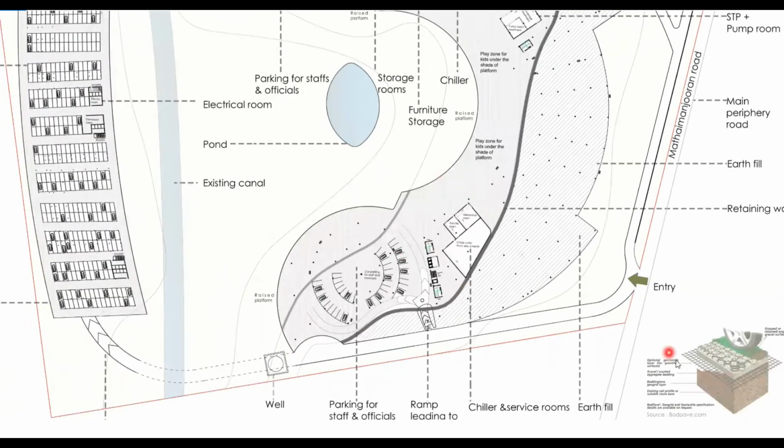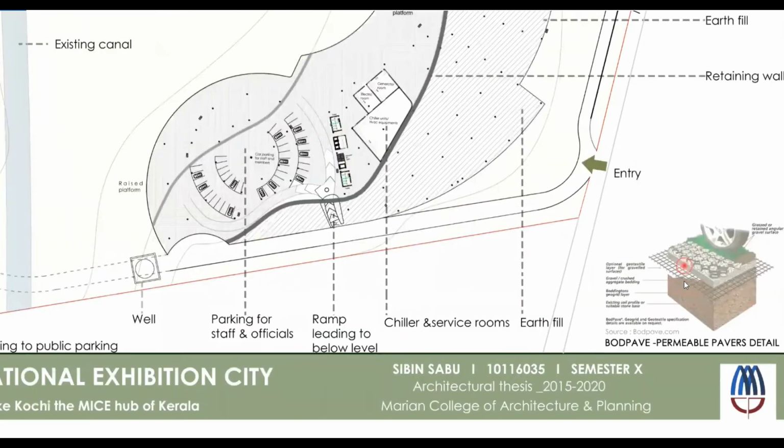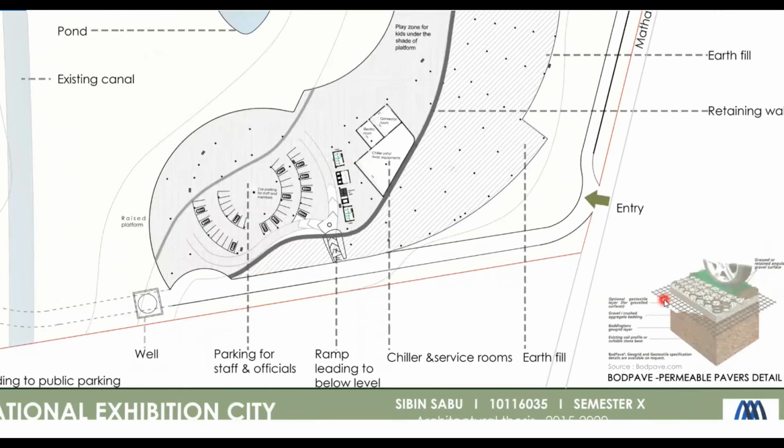And here the pavement used is permeable pavement. So it's permeable, and at the time we can grow grass over it.